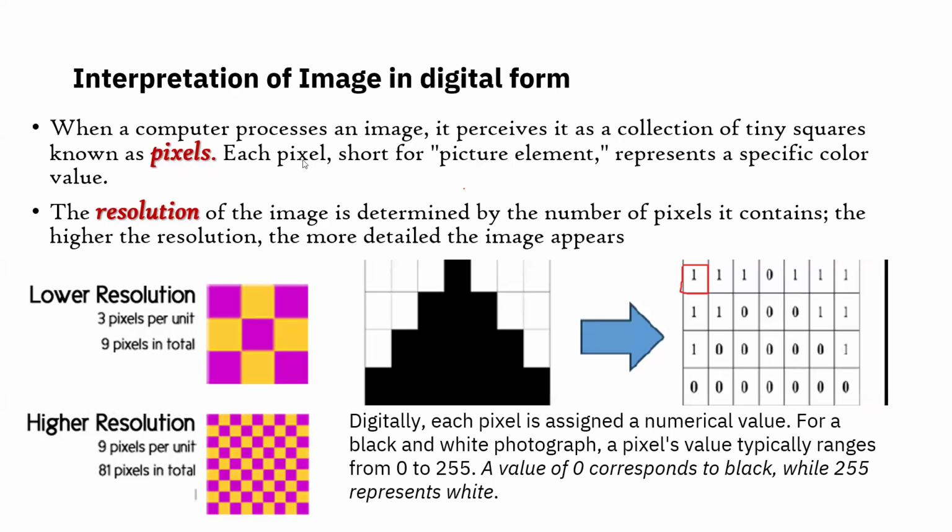Okay? Pix is your picture and EL is your element, picture element. And it is representing my color value. If you see this picture, to simply understand this thing, if I see this picture where I have a pyramid like a structure, so these portions are white and this portion is black. A black and white picture for me.